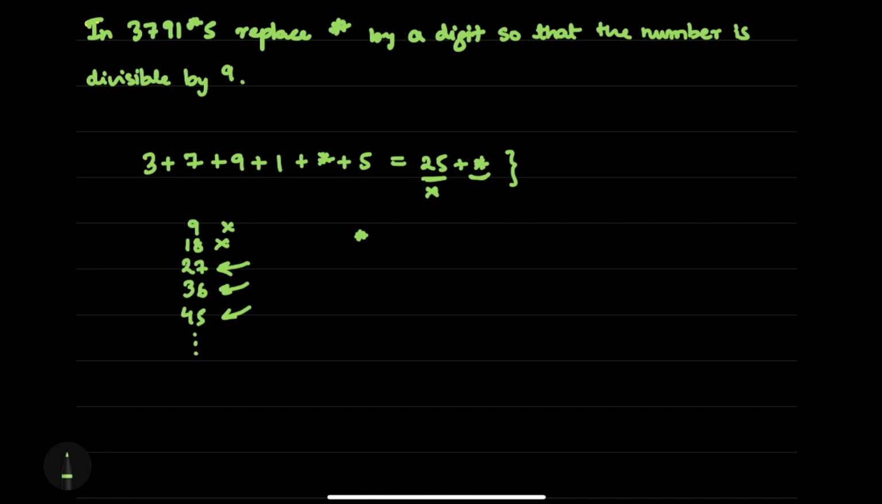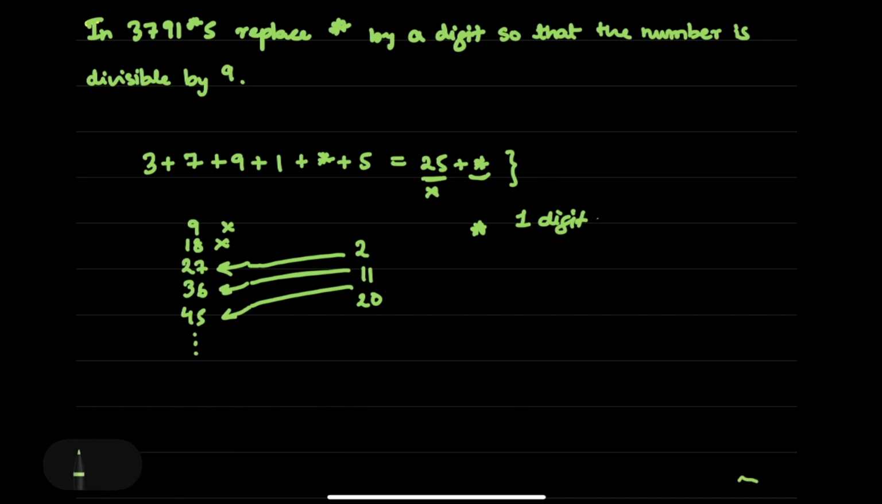So in order to make this number divisible, we need to either add 2 to get it to 27, or 11 to make it 36, or 20 to make it 45. So these can be some of the examples, but as we know that asterisk is just a one digit number, we can't choose every one of them, and therefore 2 is our only choice. So 25 plus asterisk, where asterisk is equal to 2, makes it 27, which becomes divisible by 9. Let's look at another example.